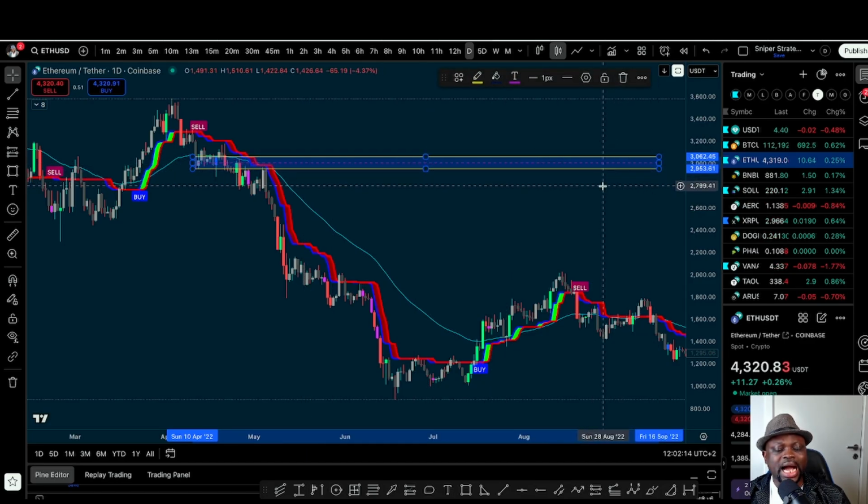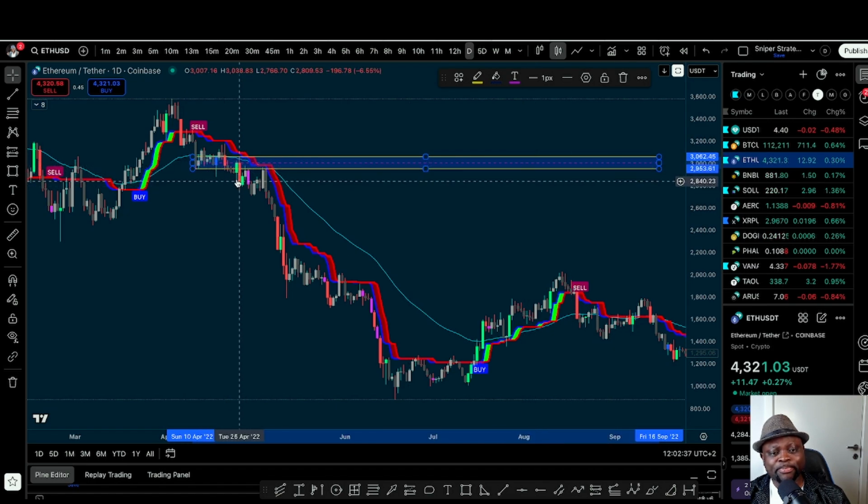So what I'm looking for is simple. I want to see price stay below the alpha trend and stay below the 50-day moving average before I get into the trade. And I'm getting into the trade when I see price outside of this box I drew here.